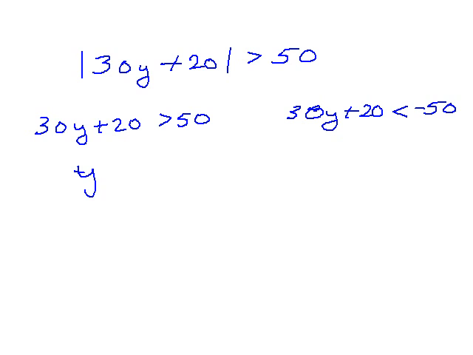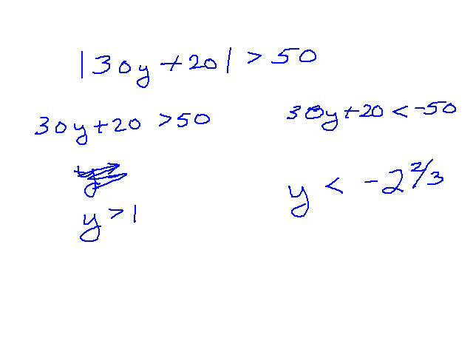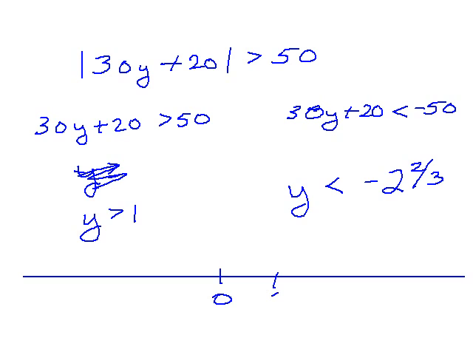When I solve this side, I get y has to be greater than 1. And when I solve the side over here, y is less than minus 2 2/3. Here's what the graph looks like. It has two pieces to it. Okay, here's 0, here's 1, minus 1, minus 2, minus 3.